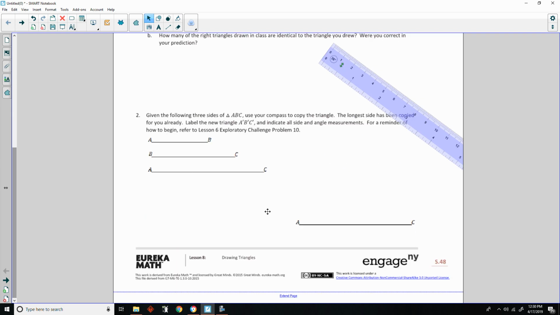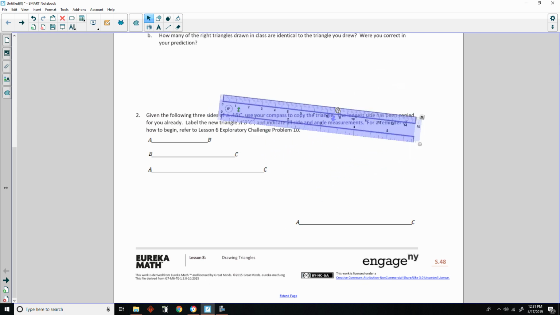Number 2. Given the following 3 sides of triangle ABC, use your compass to copy the triangle. The longest side has been copied for you already. Label the new triangle A prime, B prime, C prime, and indicate all side and angle measurements. For a reminder of how to begin, refer to Lesson 6, Exploratory Challenge, Problem 10.